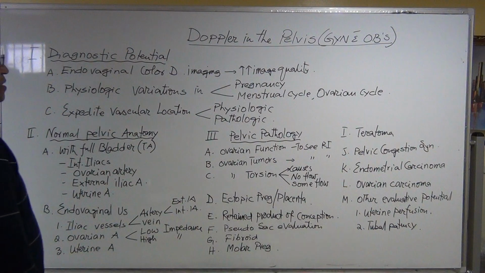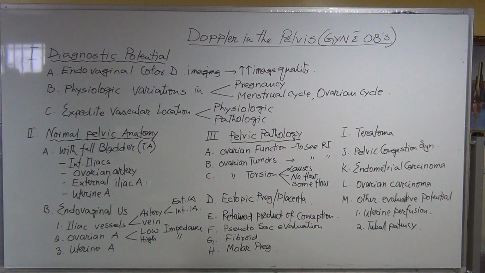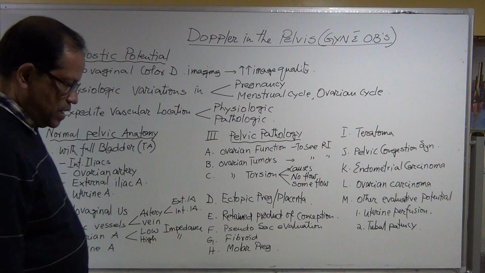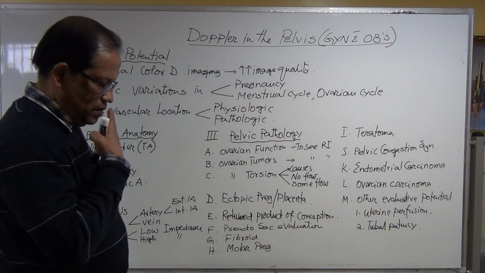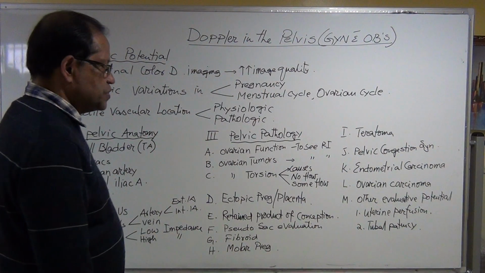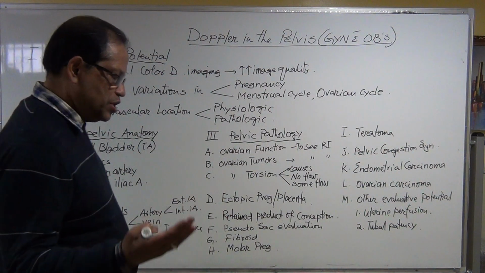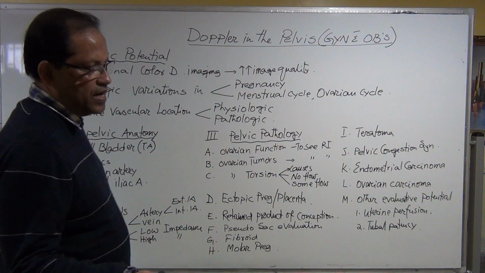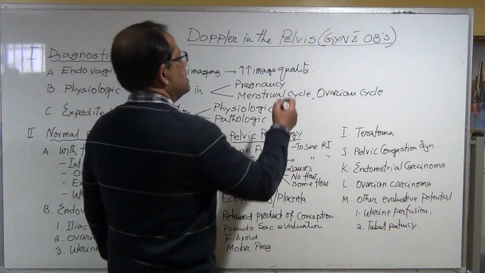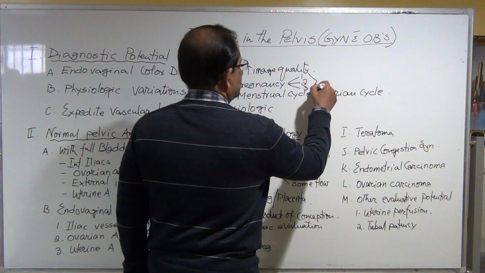Physiologic variation in pregnancy and the menstrual cycle or ovarian cycle. Pregnancy is a physiology, not a pathology, and we like to see the changes during pregnancy, during the menstrual time and the ovarian time. As we know, we can differentiate the pregnancy into the first trimester, second trimester and third trimester.